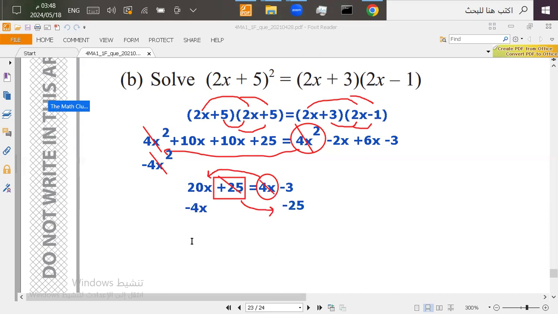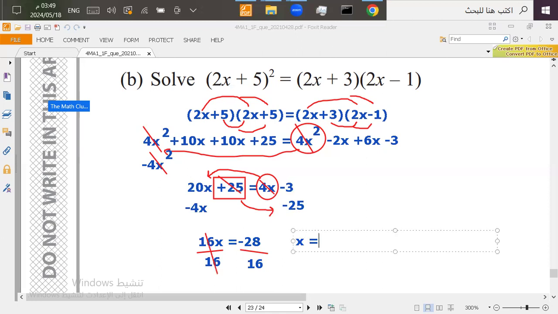So 20x minus 4x is going to be 16x. This one is 16x. And this one is negative 28. Now, after simplifying, I'm going to do what? Very good. The last step, I'm going to divide by 16 because I need to make x the subject. So I'm going to divide both sides by 16. So dividing by 16 will remove this one, and I'll end up with x.